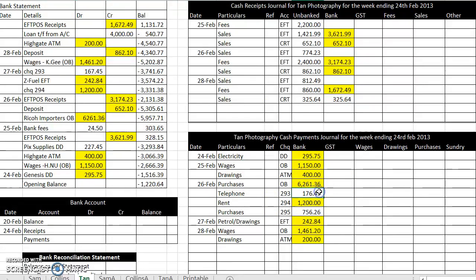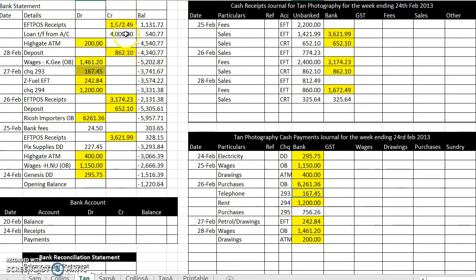Now this figure here is check 293. See, check 293 is a different figure. So it looks like we've made a mistake when we're putting it in. So I'll get you to change this figure, 167.45. Same check, it just means that the wrong figure's gone to the bank. Because it's under, it means it's probably a mistake. Right, so we've yellowed out all of those and all of these.